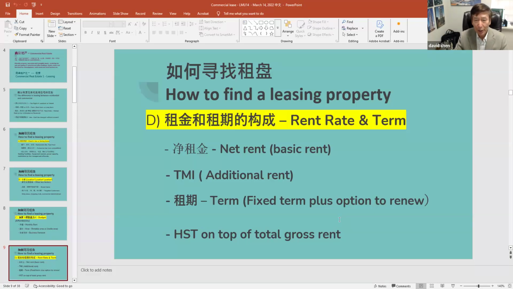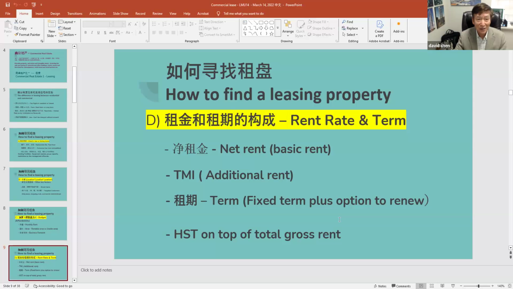After net rent and TMI, you already have the gross rent, the total rent, but it's not done yet. On top of the net rent and TMI, you always pay HST. We call it 13% HST. So 13% on top, every month when calculating the monthly rent, you need to pay the tax. And it's confusing.